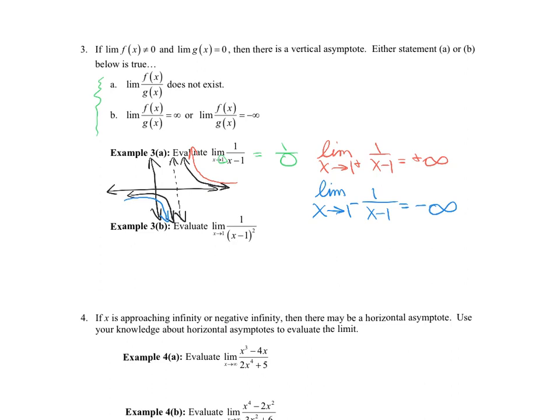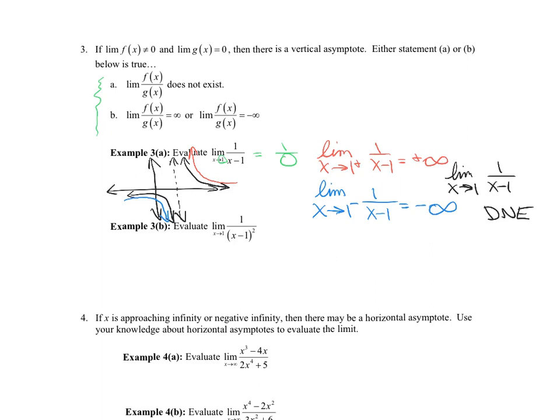When the limit coming from one side does not match the limit coming from the other side, we say that the limit as x approaches 1 of 1 over x minus 1 does not exist, since you get a different answer depending on which side of the graph you are coming from.